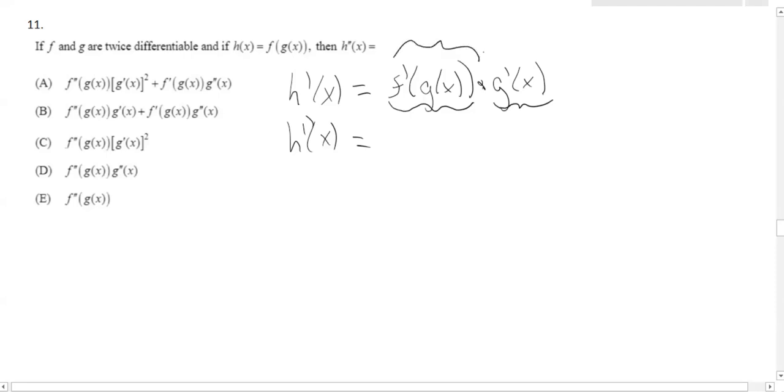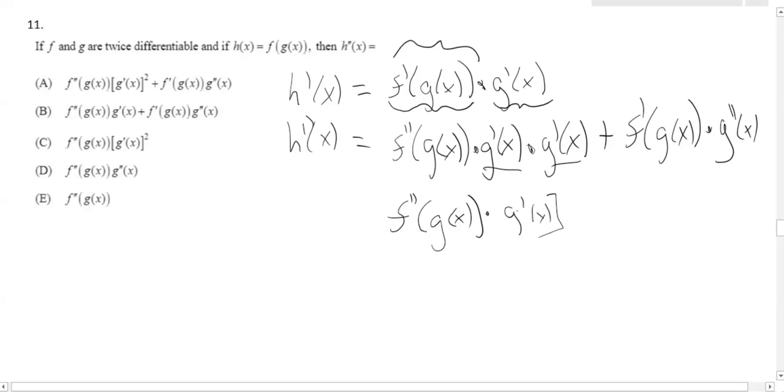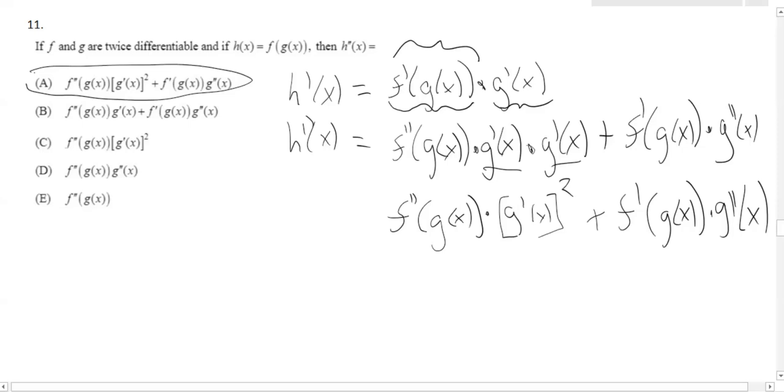Derivative of the first piece right here, f prime of g, is going to be f double prime of g times g prime. So all of that so far is just the derivative of the first times the second, g prime of x, plus the first, f prime of g of x, times the derivative of the second, which is g double prime of x. Okay? Now, you have a g prime times a g prime, so this is going to simplify a little bit to f double prime of g times g prime of x squared plus f prime of g of x times g double prime of x. Okay, so that looks a lot like choice A to me, and that is the answer there.